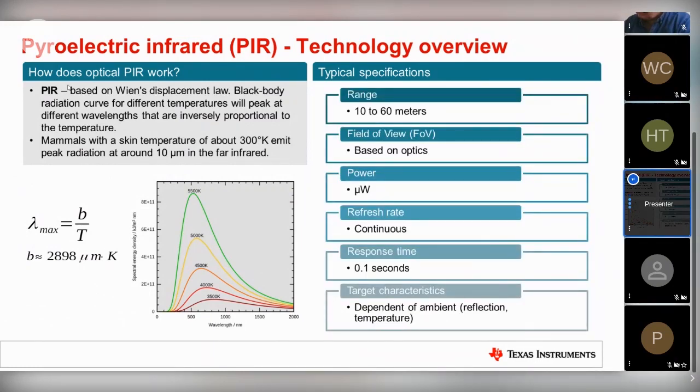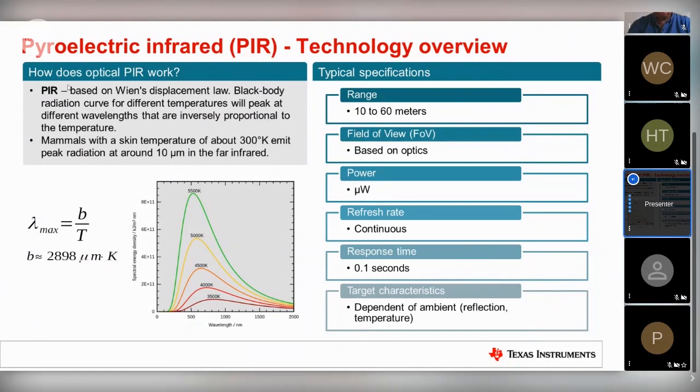So what are typical specifications? Typical specifications are that PIR sensors can be used in a range of 10 to 60 meters. Now you will say, wow, 60 meters is long. Yes, but we can use it up to 60 meters. Field of view will be dependent on the optics that you apply there. And sometimes we have mirrors applied that we are concentrating the signal.